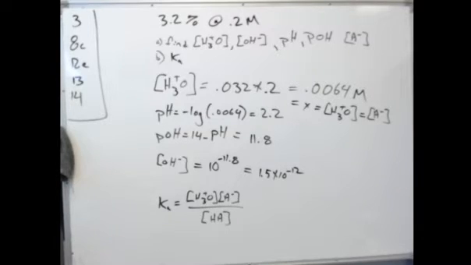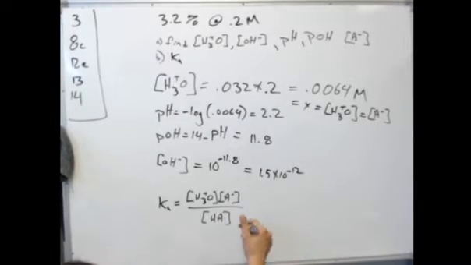And also notice we don't actually have to do 0.2 minus 0.0064. We don't need to use the x is small approximation, because we are given the x value. We can exactly calculate all of these numbers. But if we use the x is small approximation, we're just going to use the initial concentration of HA rather than the equilibrium concentration of HA.